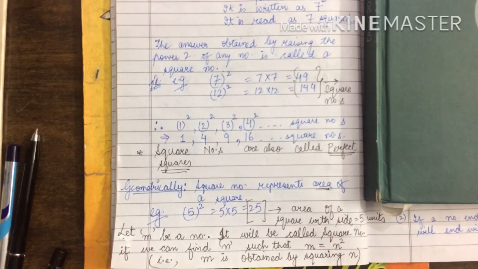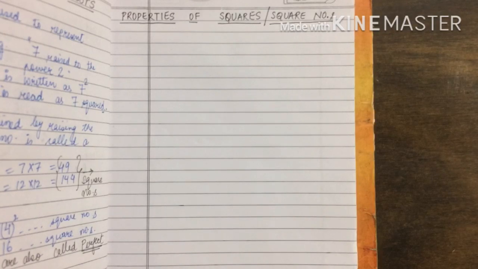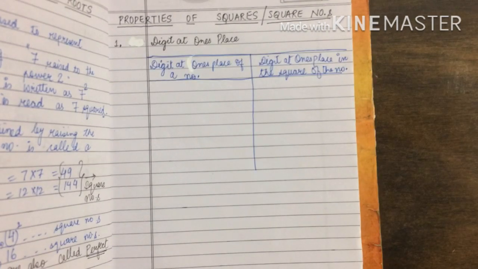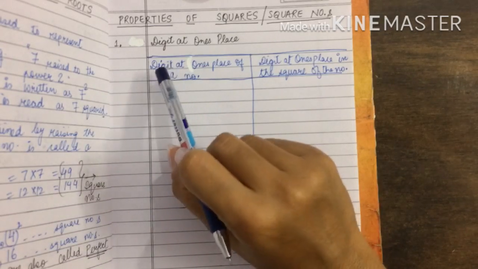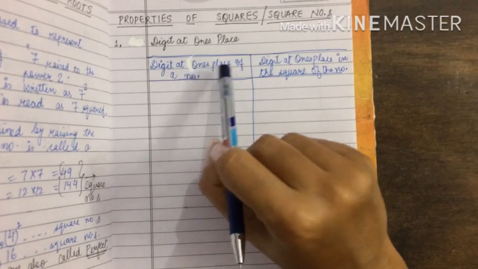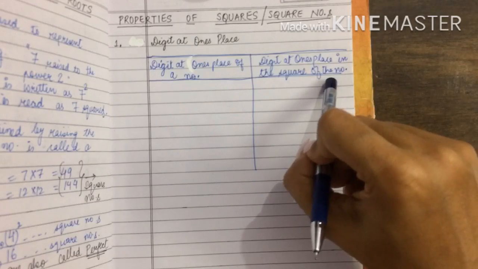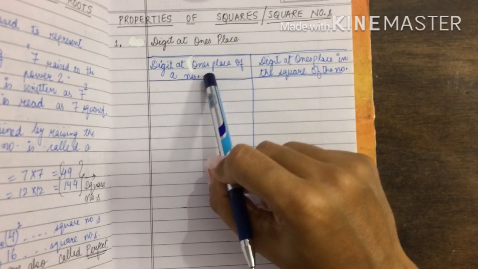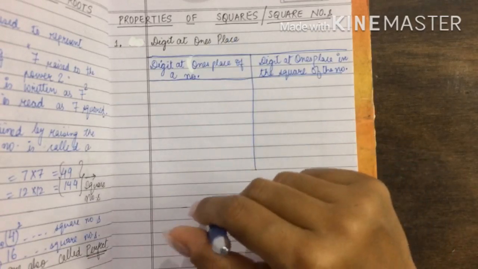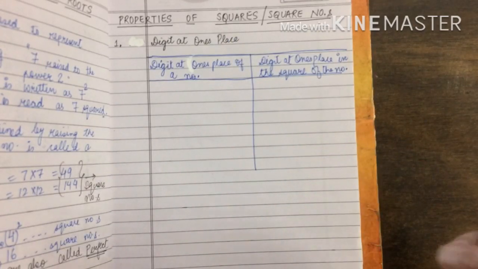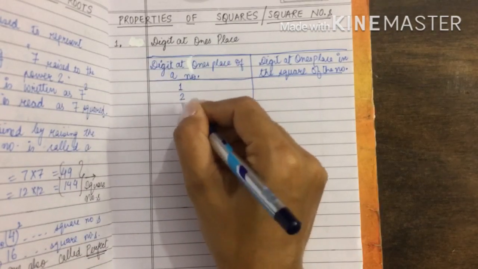The next thing we are going to discuss is properties of squares or square numbers. First property is the digit at ones place. What we're going to observe here is the relation between the digit at ones place of a number and the digit at ones place in the square of that number. Ones place means the last digit. So let us write down a few numbers and see what happens when we calculate the square. We are only going to observe the units place, the ones place, the last digit. So I am starting with my natural numbers.